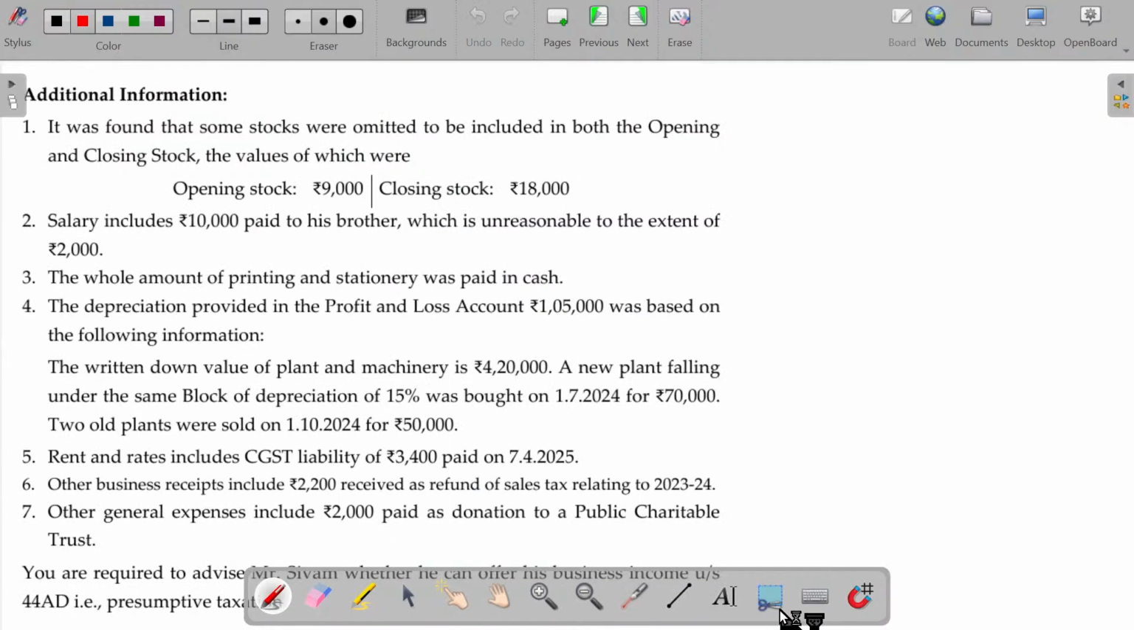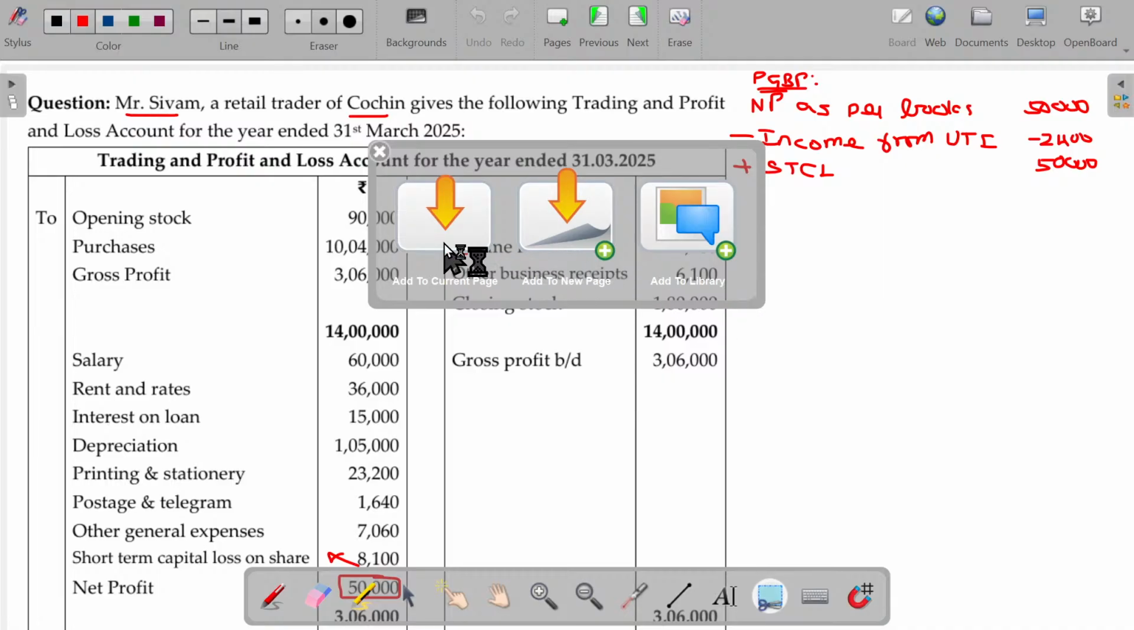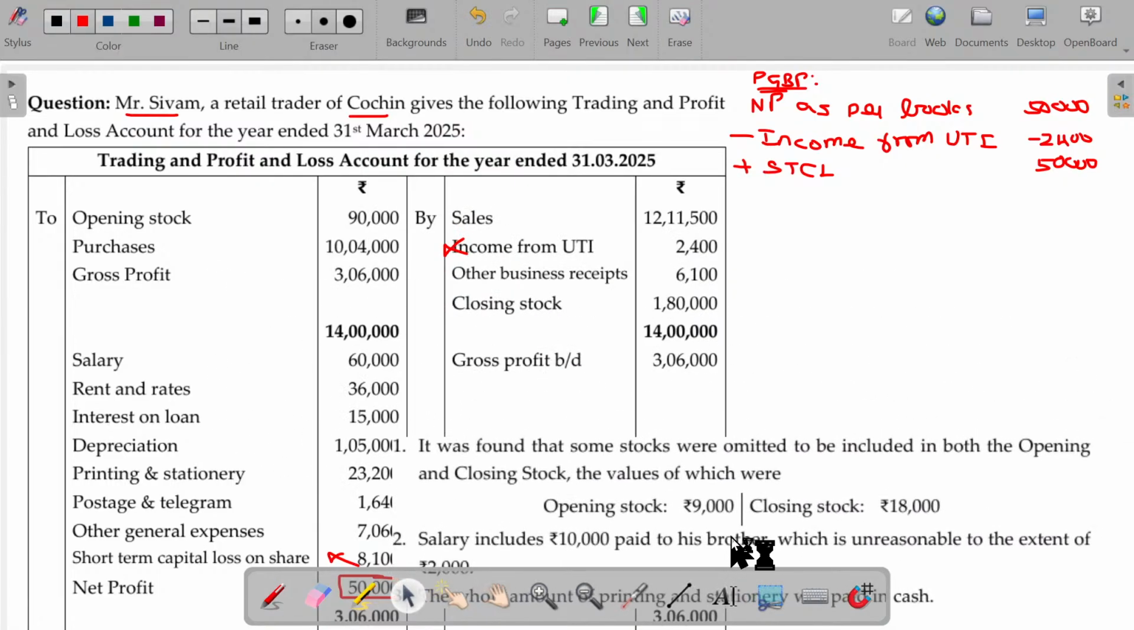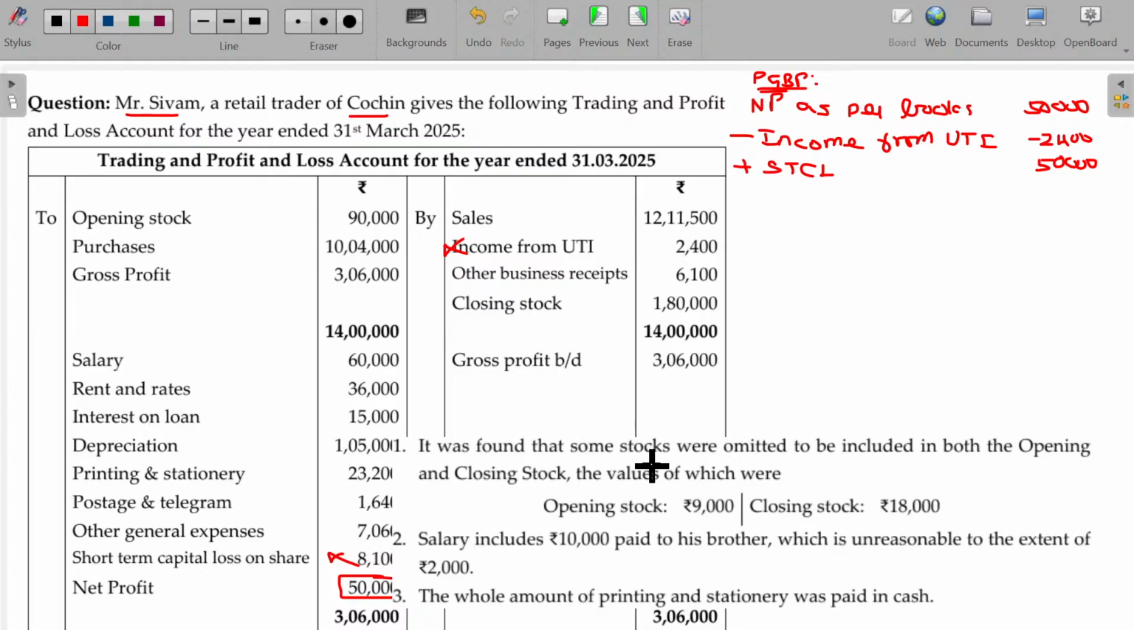In other cases, point number 1 onwards, 3 points I'll take. Come on, tell me. It was found that some stocks were omitted to be included in both opening and closing stock. Closing stock should be higher. Naturally, 9,000 closing stock should be higher. Or you can understand it this way: 9,000 was missed to be included here, 18,000 was missed to be included here.